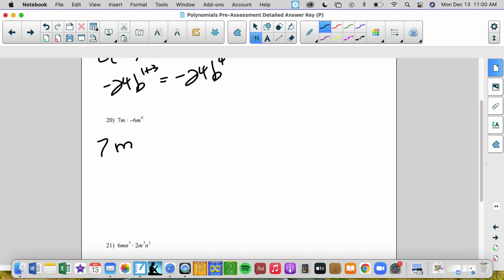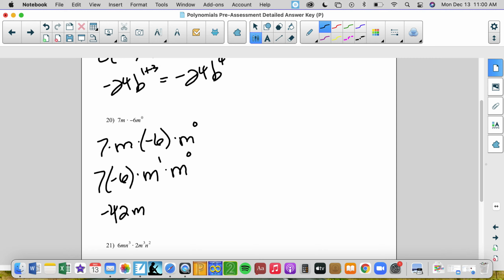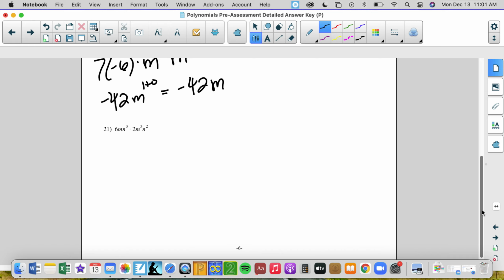7 times m times negative 6 times m to the 0 is 7 times negative 6 times m to the 1 times m to the 0. 7 times negative 6 is negative 42. They both have m's as their bases, so we're going to add their exponents. So my answer is negative 42m. Notice I didn't write m to the first. We don't write m to the first. We don't write 1m.